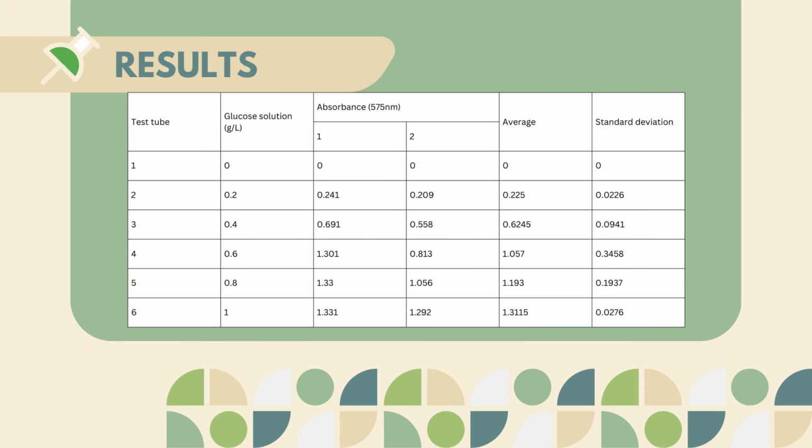Results: the data clearly shows an overall increase in average absorbance as the glucose concentration increases, which is consistent with the Beer-Lambert law. Two absorbance readings were taken for each concentration to ensure reliability. The standard deviation is generally low, except notably high at 0.6 gram per liter and 0.8 gram per liter. This indicates a significant variation between the 2 replicate readings at these higher concentrations, suggesting potential pipetting errors, temperature variations, or inconsistent mixing during the assay preparation for those specific tubes.